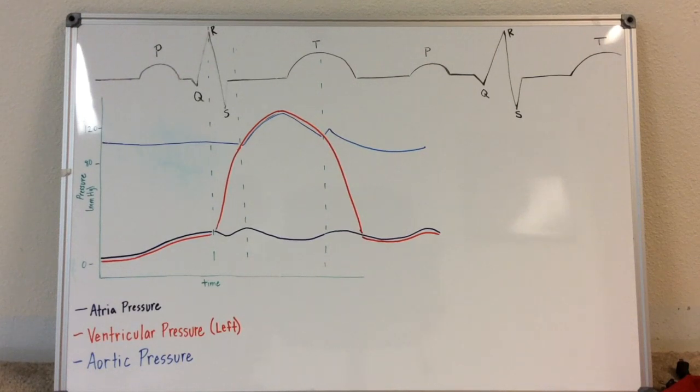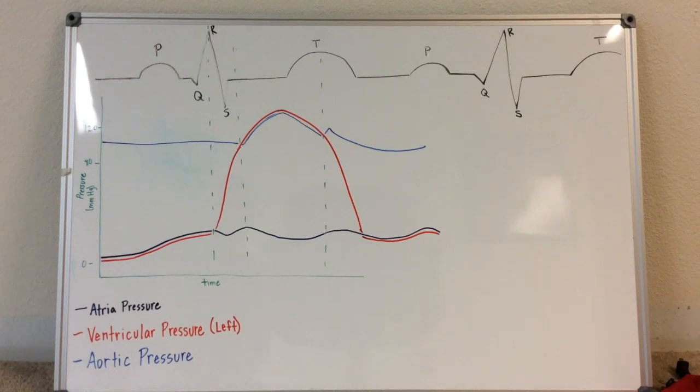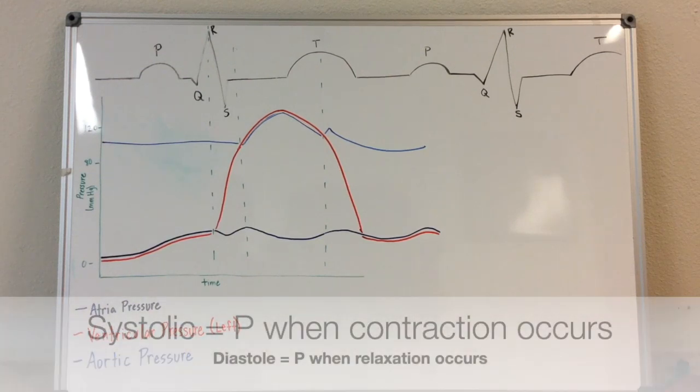Okay, two key terms for today are systole and diastole. This describes the relaxation or contraction of the heart muscle. Systole is when either the atria or ventricles are contracting. Diastole is when either the atria or ventricles are relaxing.